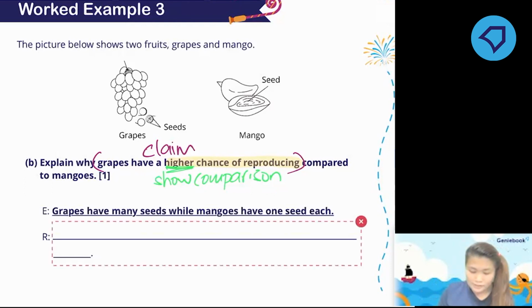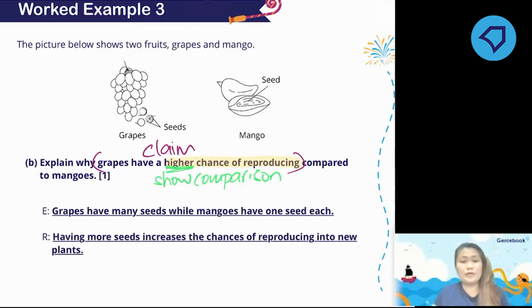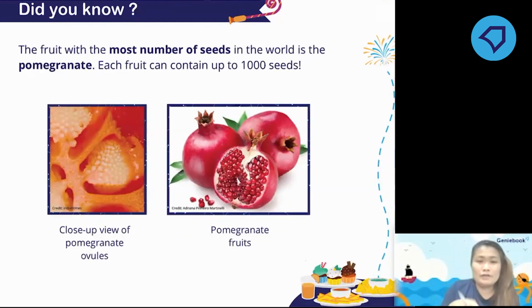Having many seeds, there will be a reason. Many seeds will help increase the chance of reproduction because there are more seeds, so the chances of them germinating and growing into a new plant will be higher. They actually have the most number of seeds, the fruit that has the most number of seeds in this world. Can you imagine one fruit itself contains 1,000 seeds?